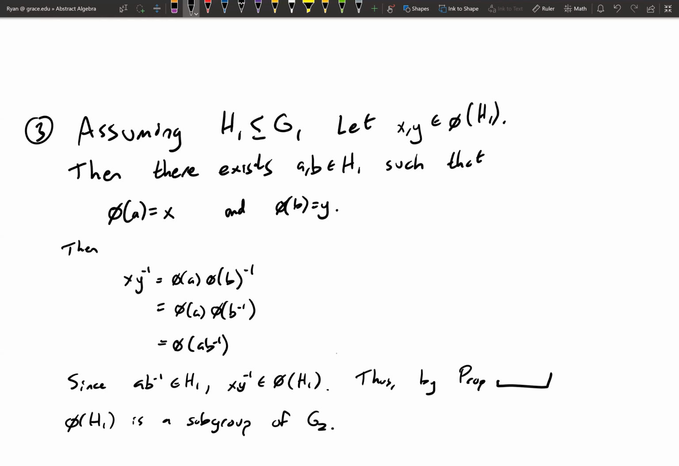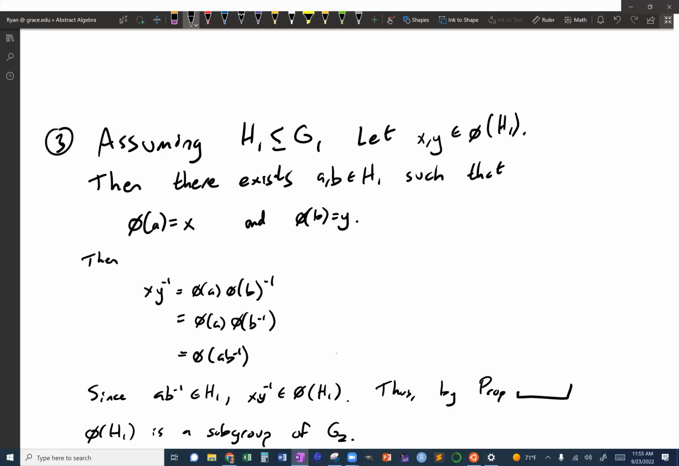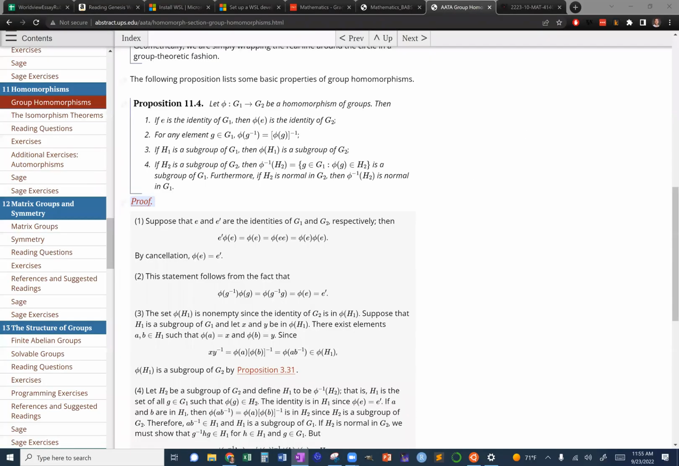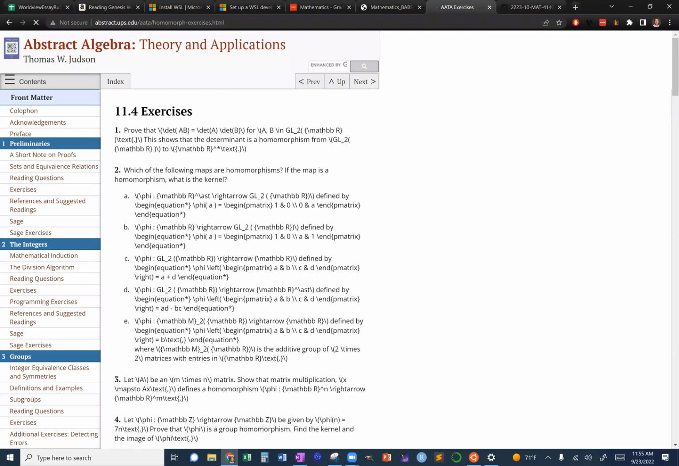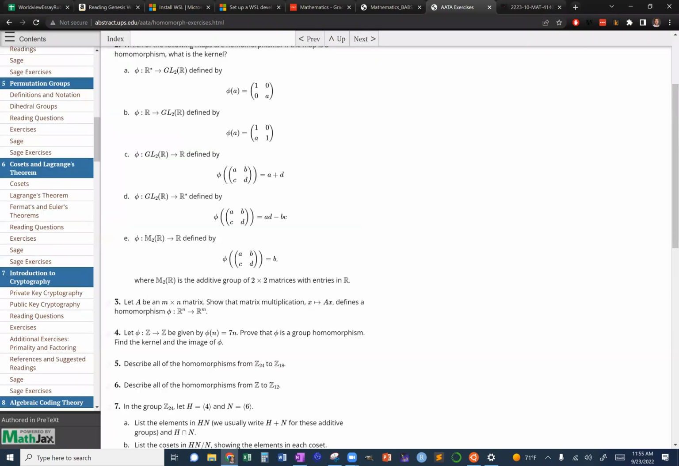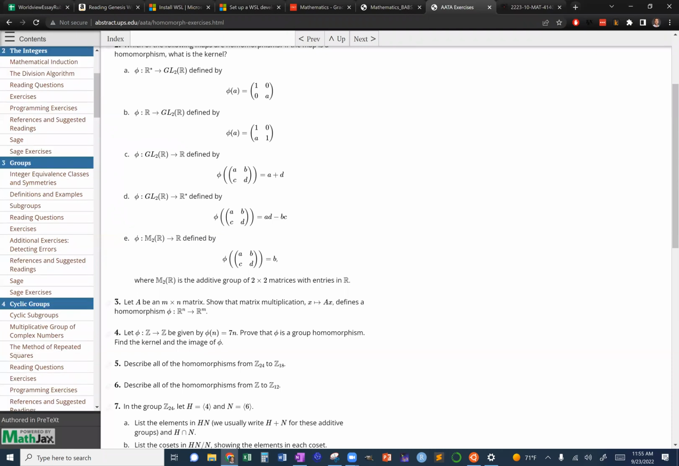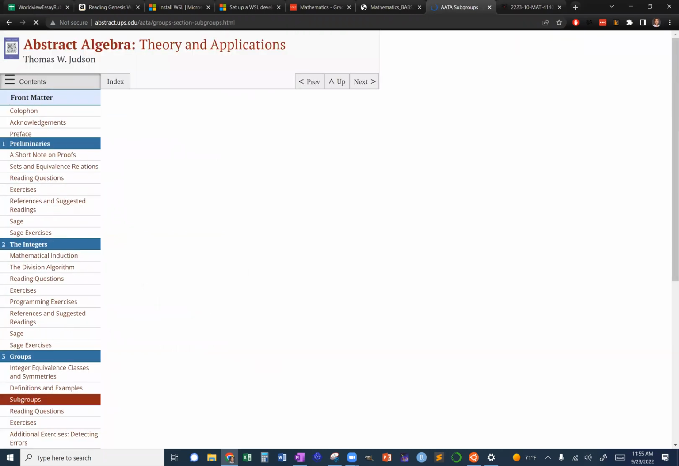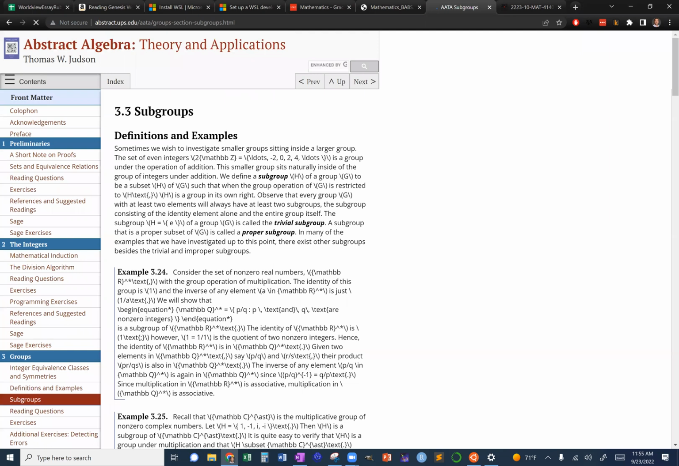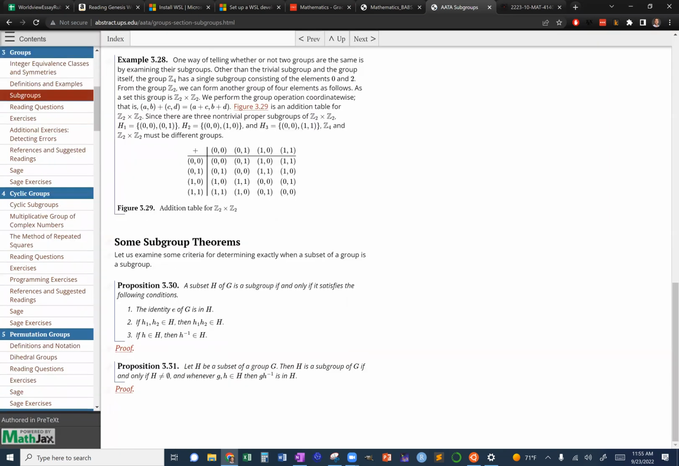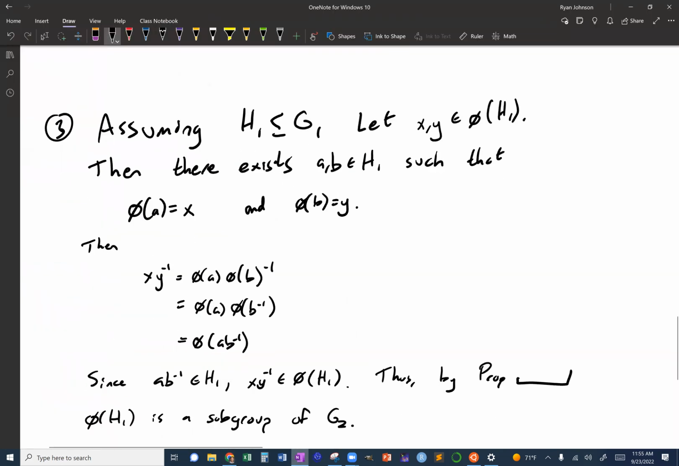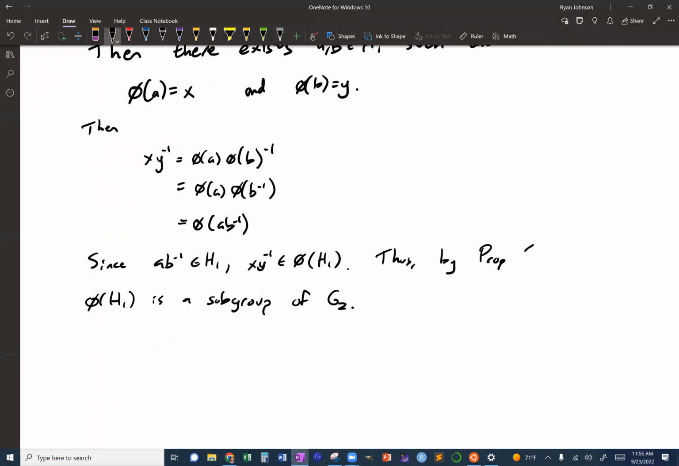Okay. Let's find the number of that proposition. Otherwise, it's going to bug me. This is in the subgroup section. It's like the last proposition. 331. Oh yeah, and it's non-empty, of course. Okay. So then proposition 331, phi of H1 is a subgroup of G2.